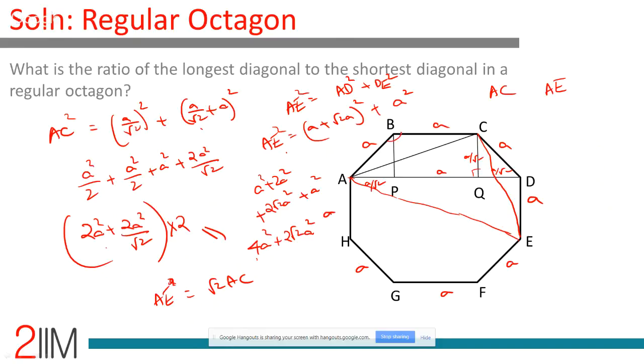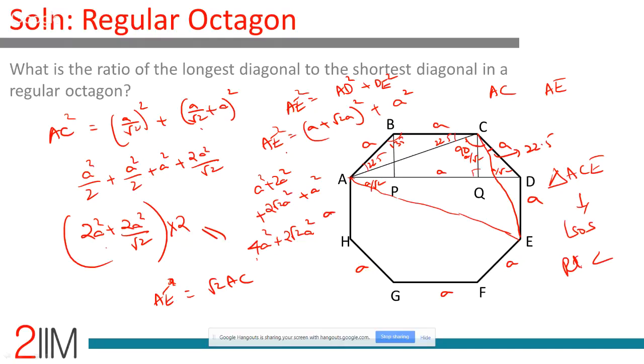This is 135. This is 22 and a half, this is 22 and a half, this is 22 and a half. 135 degrees, 22.5, 22.5. This angle is 22.5. Angle BCD is 135. What is this angle? 135 minus 45, 90 degrees. So our wonderful triangle ACE is isosceles and right angle.